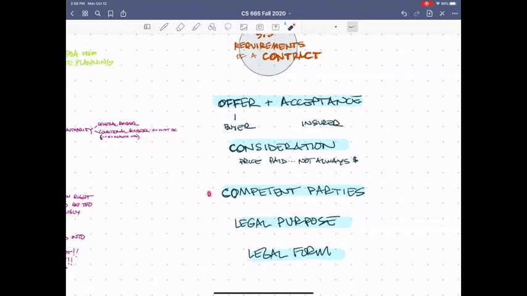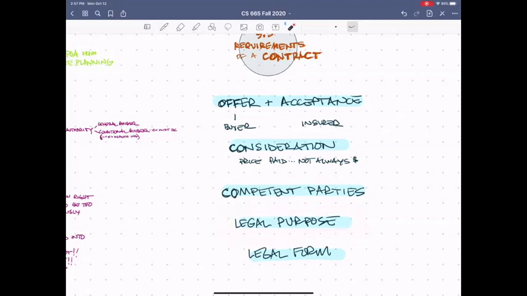The other element seems like a no-brainer, but it's competent parties, meaning that the person purchasing the insurance is competent. One of the examples given in the book is, is a minor considered a competent party? Can minors enter into a contract? Well, it depends on the state. Some states will allow you to purchase auto insurance if you're under 18. Others will not. They'll require that you have a parent involved. But generally, when we're talking about competent parties, we're talking about people who have the mental wherewithal to enter into an agreement.